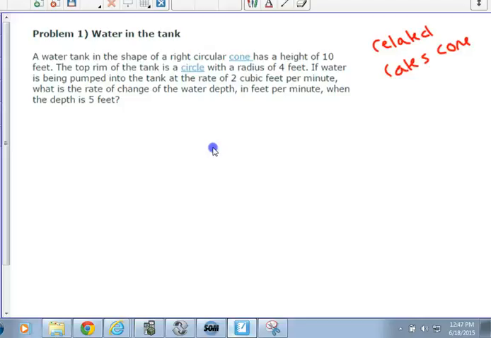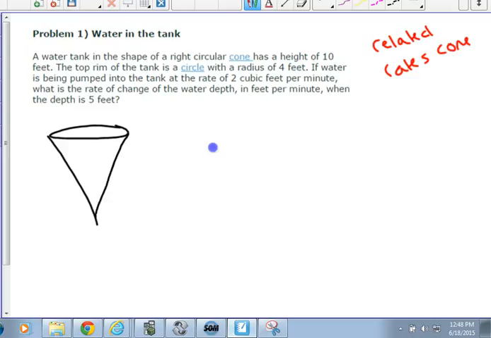Alright, so hopefully, I'm gonna give you guys all this stuff. So here's our little cone. The height of the cone is 10 feet. The top rim is a circle with a radius of 4. Water is being pumped into the tank at a rate of 2 cubic feet per minute. What is the rate of change of the water depth, in feet, when the depth is 5?